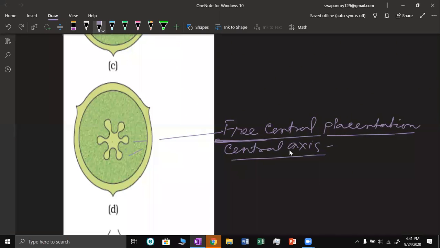This we find in the case of dianthus and primrose. This is the free central type.